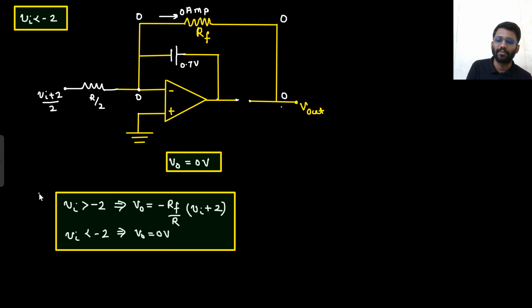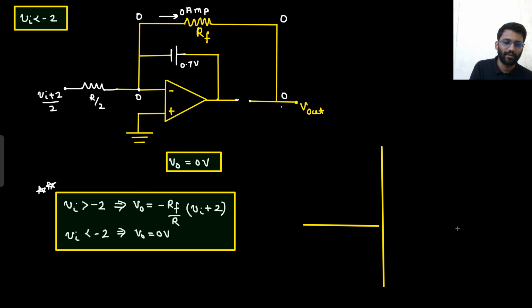Now you can draw the transfer characteristics. What is your breakaway point?